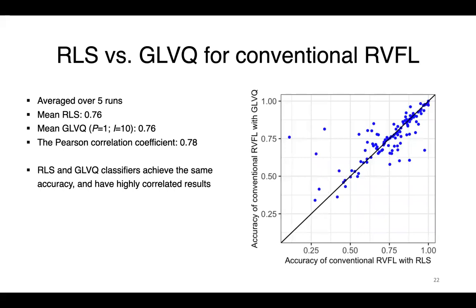And so in this next experiment, we trained the RLS and GLVQ classifiers on the activations of the conventional RVFL. And so we confirmed Kleiko et al.'s finding that the mean accuracy of this RLS classifier was 0.76. And the mean accuracy of the GLVQ classifier was also 0.76. So again, results for both classifiers were highly correlated. I included this experiment to demonstrate how both classifiers have similar performances, even though they can behave sort of differently on certain data sets, as shown in the plot on the right here.